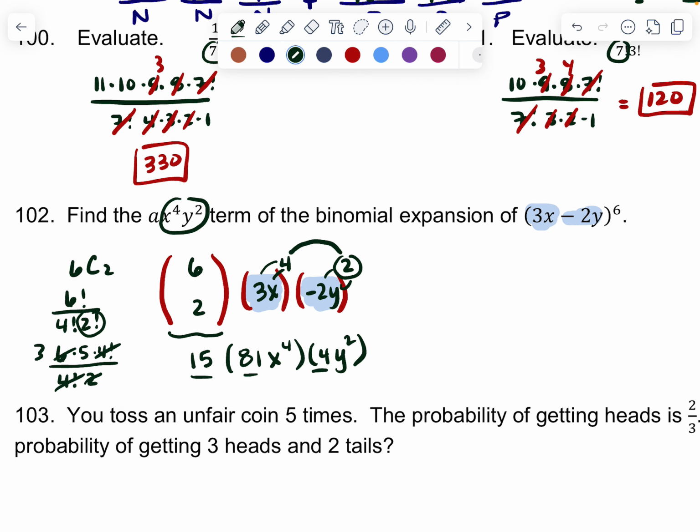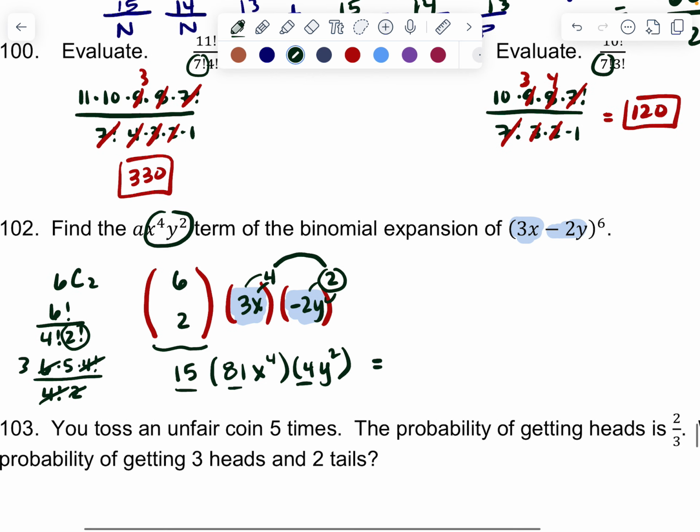Okay, I keep messing this up. Let's try that again. 15 times 81 times 4. Okay, so I got 4,860 x to the 4th y squared.